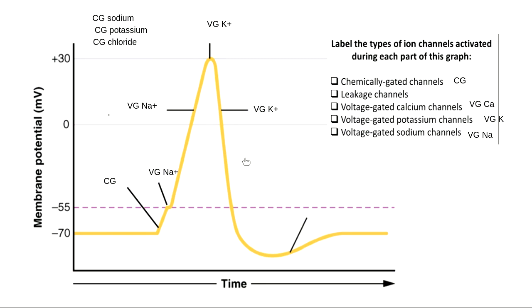So voltage gated potassium channels and voltage gated sodium channels, we labeled those two on the graph twice. We used them more than once. There is another type of channel though that also opens when I'm up here at positive 30. This is another voltage gated one. Who opens up at the top when I'm also at positive 30? Who else opens up here? Yes, exactly. My other one, voltage gated calcium channels open up at the top as well.